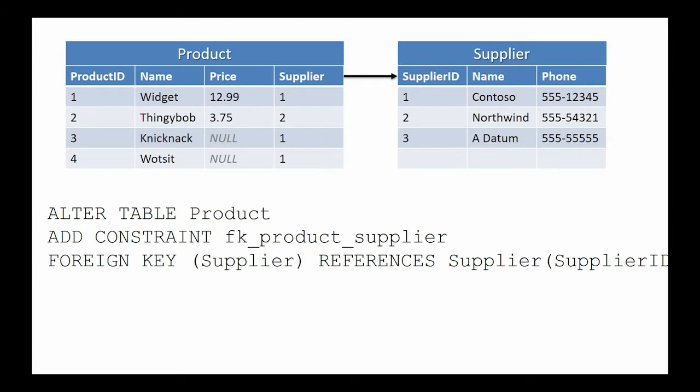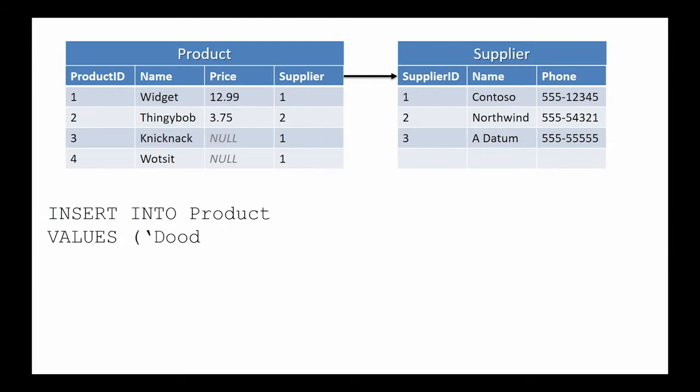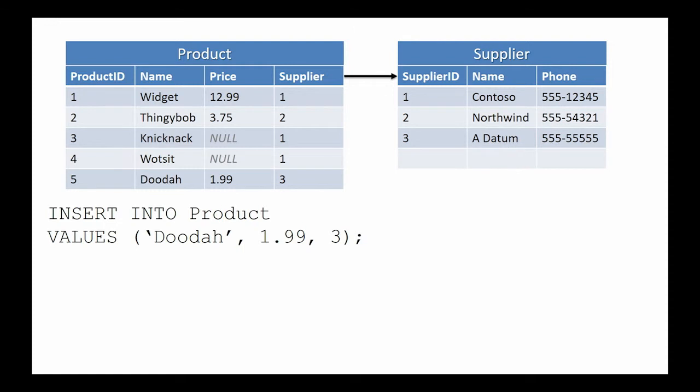Now, what I'm then going to do is insert some values into my product table. So I insert a new product, a doodah, and it's 199, and it's from supplier number 3. It's from a datum. And that's perfectly valid. I've got supplier number 3, that's great. Now if I try and insert something else in there, a MacGuffin, and I reference supplier number 5, I'm going to get an error because there is no supplier number 5. So I get an error thrown for that.